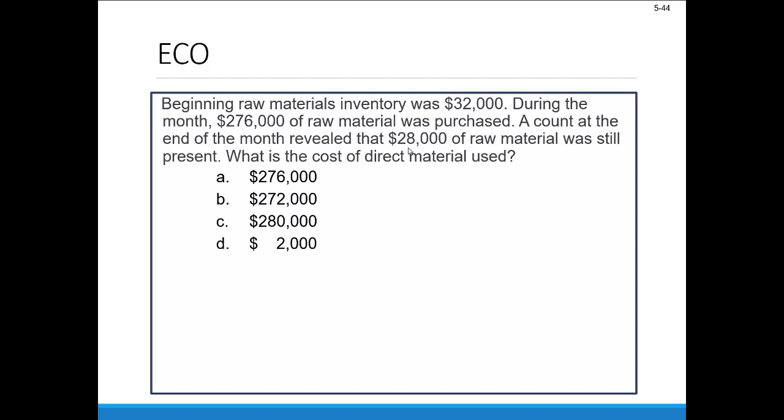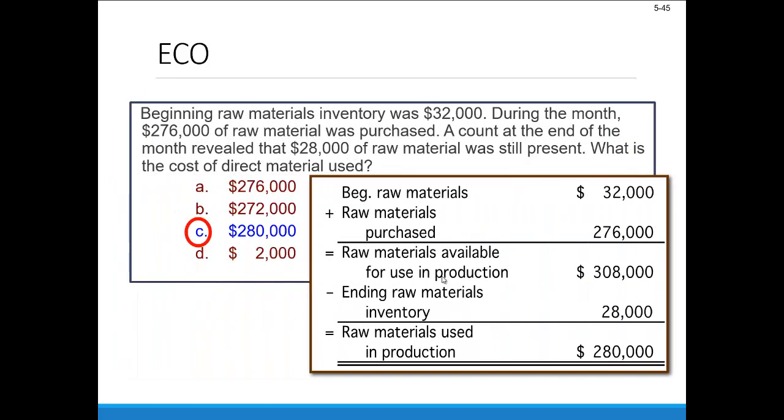What's the cost of direct materials used? And assume that all raw materials here are direct materials. Pause that and then let's check your answer. So it would be the 280,000. Take our beginning inventory balance of 32,000 plus what we added to it, 276, that would have given us raw materials available of 308, minus the 28,000 that were still left over at the end of the period means we use the difference, 280,000.